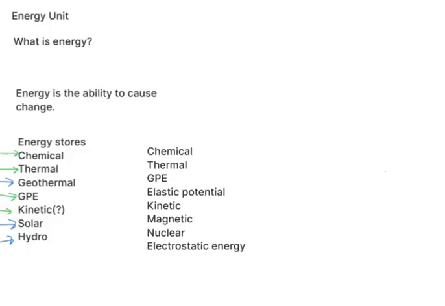A thermal store of an object is the energy that an object has because of the movement of its particles. Let's just have a think about this. The hotter something is, the faster its particles move, because it has more energy. And it's more energy in the thermal store specifically.